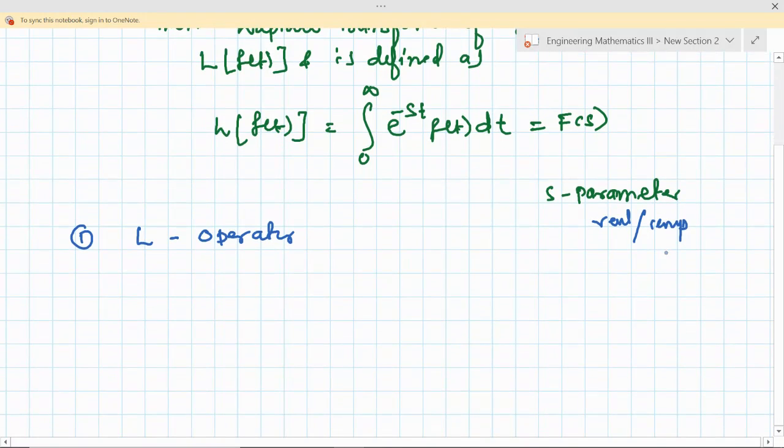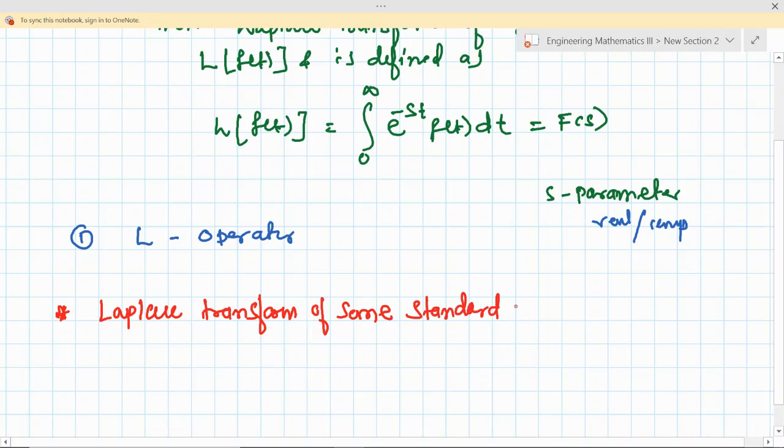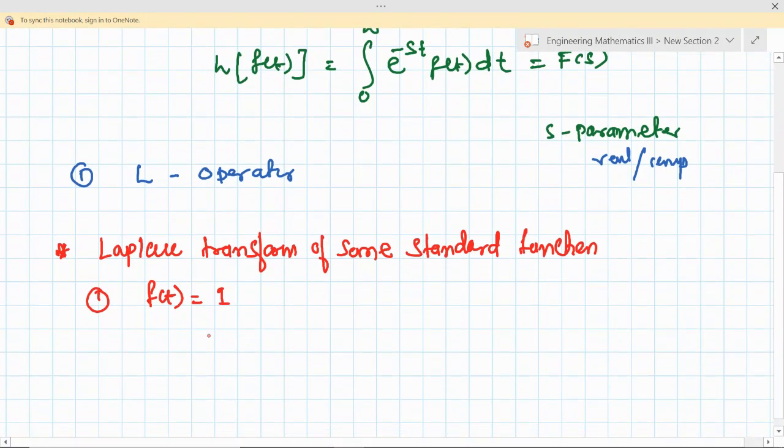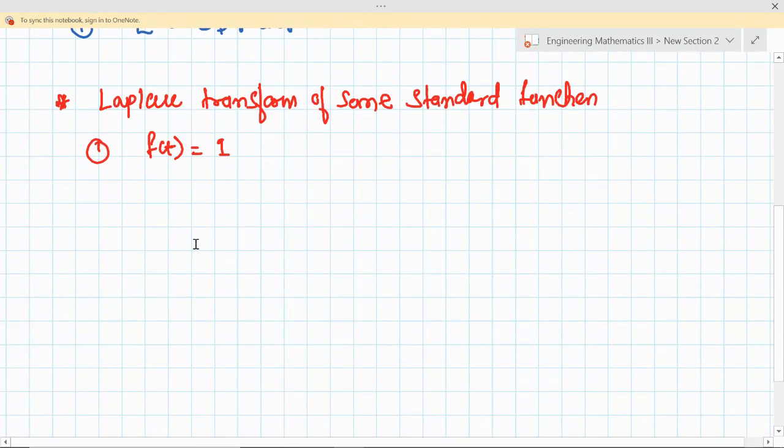Now we are going to discuss some standard functions and how we can define the Laplace transform of those functions. Let us see. So first, Laplace transform of some standard functions. So let us take the first function as the first result. Suppose f of t is equal to 1. Then what is the Laplace transform of this? Just use the definition.